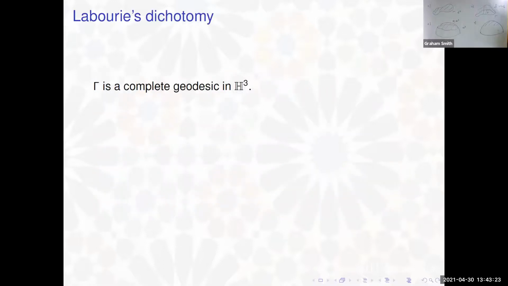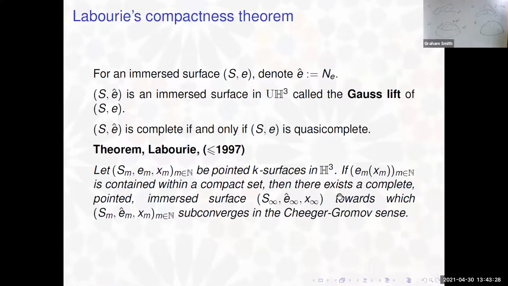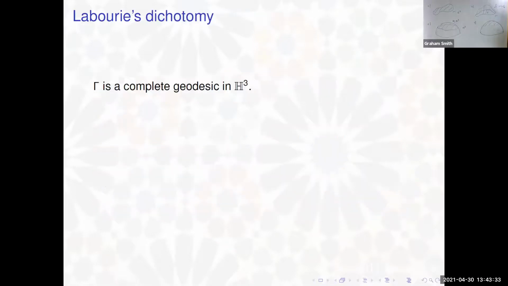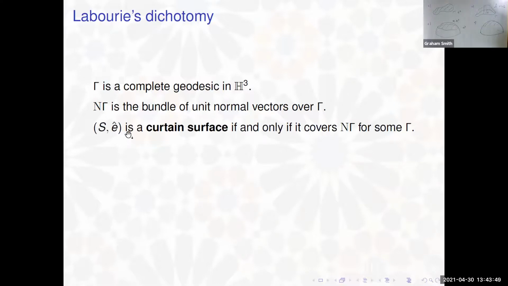However, Francois goes a little bit further because we have this problem that we don't know if this limit is necessarily the lift of a K surface. So we need to address this. And we get the second part of Francois' result, which is Francois' dichotomy. First, we take a complete geodesic in H3. We consider its bundle of unit normal vectors, so this is a cylinder. And we say that S, E hat, which is an immersion inside the unit bundle, we will call it a curtain surface whenever it covers the bundle of unit normal vectors over some complete geodesic.